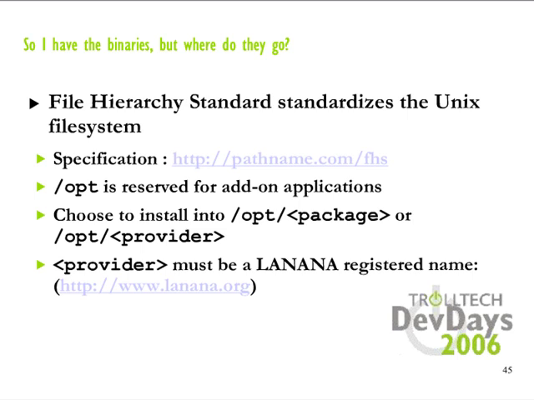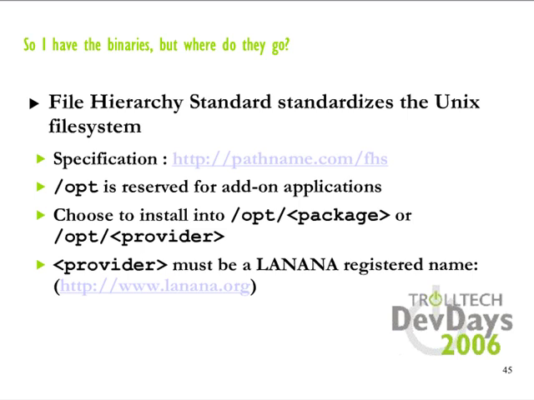So you've got the LSB compliant binary, but where do you install it? The File Hierarchy Standard standardizes the Unix file system. You can read the specification at pathname.com/FHS. I'm not giving you the whole story here, just the gist of it. Basically, /opt is reserved for add-on applications, which I suppose most of you are creating. So you can either choose to install into /opt/package-name or /opt/provider, which is usually a company name.